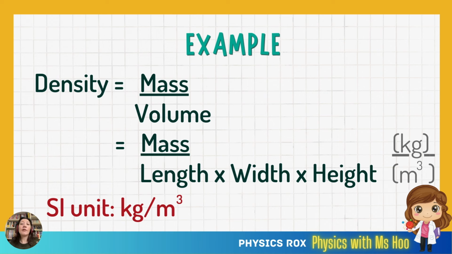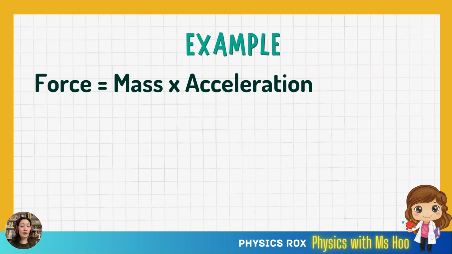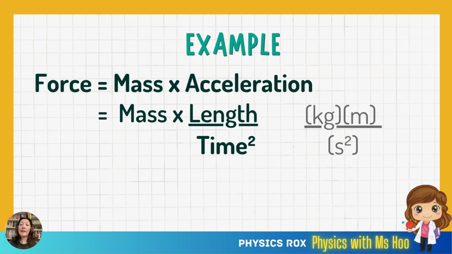Now, sometimes you can also get derived quantities where the SI unit is not a representation of any of the base units. For example, force. So force can be calculated by taking mass times acceleration. If you haven't learned acceleration, please watch my video on motion, which involves velocity as well as acceleration. So just to open up acceleration to include base quantities, we have mass times length divided by time squared. So mass is kilogram, length is meters, and time is seconds squared, and that's how you get kilogram meters per second squared.